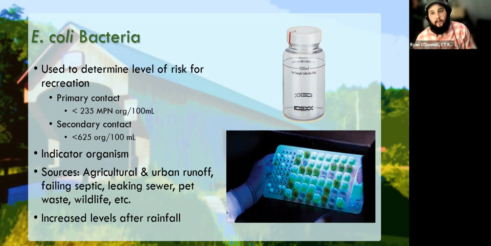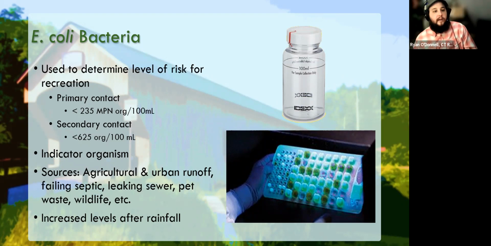And E. coli itself is not what's actually likely to make you sick if you're coming into contact with water. However, it does indicate that the water has been contaminated with human or animal waste, and its presence in higher numbers indicates the greater likelihood that there's something in the water that would make you sick, even if it's not E. coli itself.